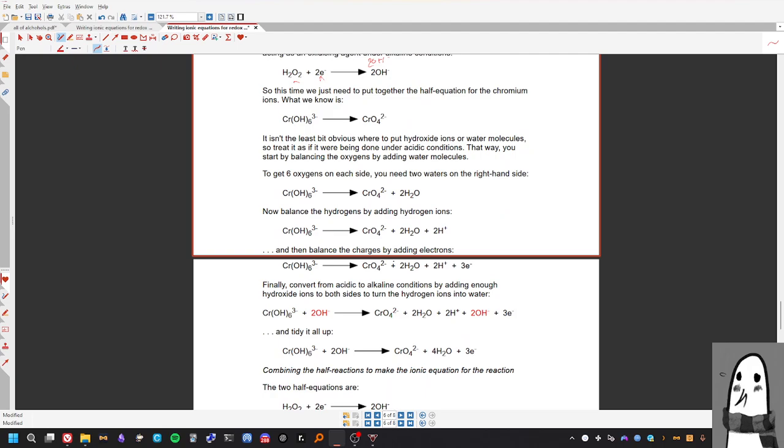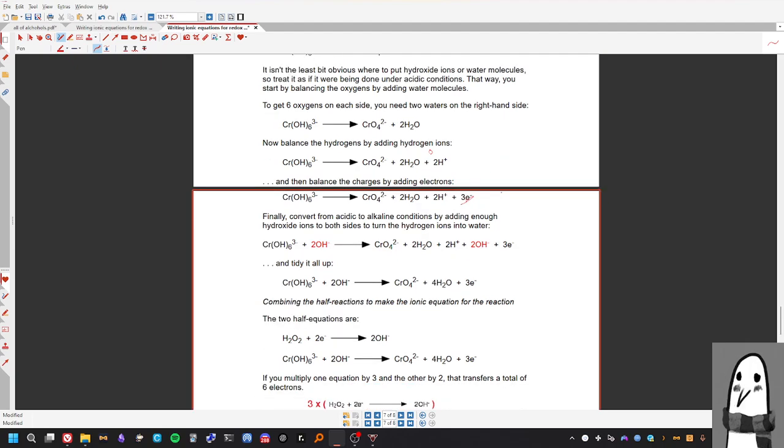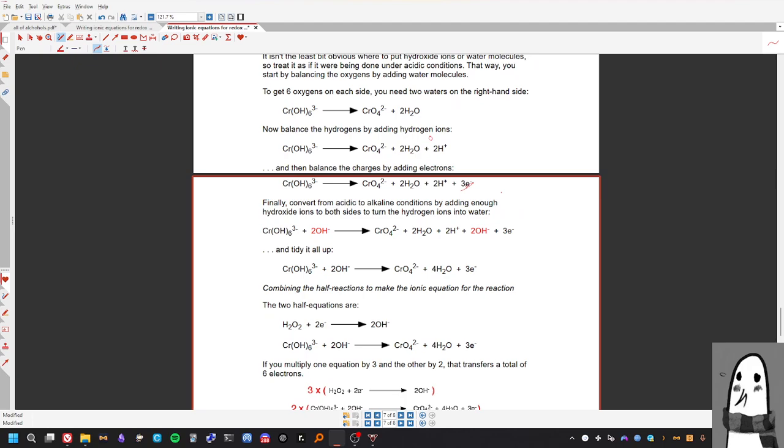After getting the 2 waters on the right side, now you balance the hydrogens. As you can see, there's going to be 4 hydrogens over here, still 6 hydrogens over here, so add the 2 hydrogens on the right side. Now you balance the charges. You've got 2 negative over here, 2 positive over here, so there's a total of 0 on the right side, and you have a total of 3 negatives, so you're adding the 3 electrons on the right side. We're adding everything on the right side in this equation.